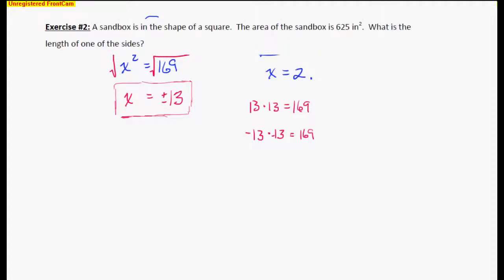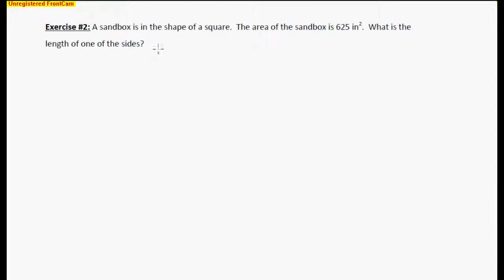Let's try this next one here. Exercise 2. A sandbox is in the shape of a square, so I'm going to draw myself a square. And since it's a square, again from the other day, I'm going to put little hash marks in here, and that tells me those are all the same size. It says the area of the sandbox is 625 inches squared. Notice I have that little inches squared there because we are talking about area.